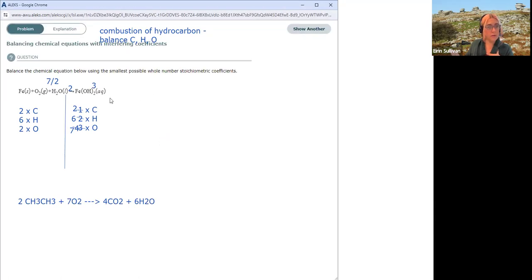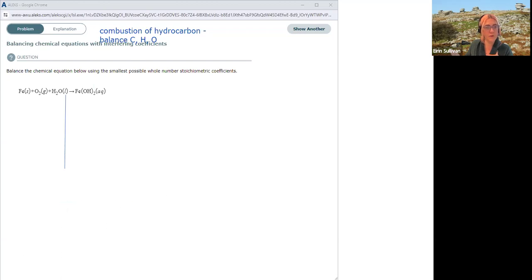What have we got? All right, so let's erase. All right, so we've got iron, oxygen, and water on one side, and iron hydroxide on the other side. So a bit of accounting. 1 times iron, 2 times oxygen. Oh, no. Oxygen's in more than one place. 3 times oxygen, and we've got 2 times hydrogen. See how easy it is to make a little error? And then we've got 1 times iron on the right side, 2 times oxygen, 2 times hydrogen.